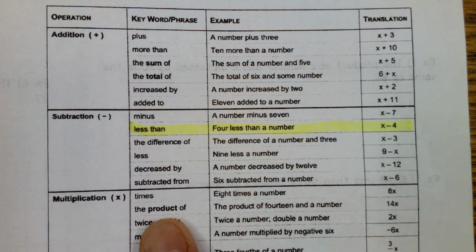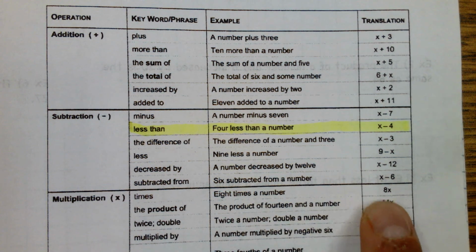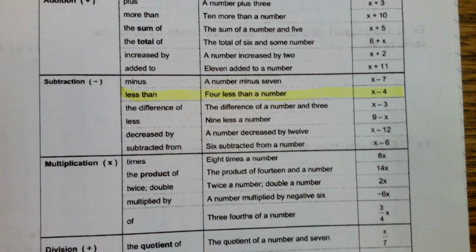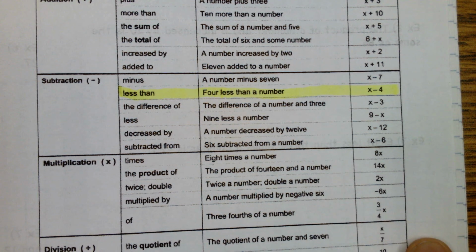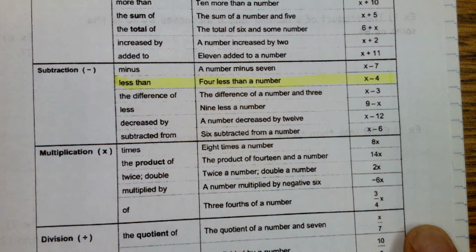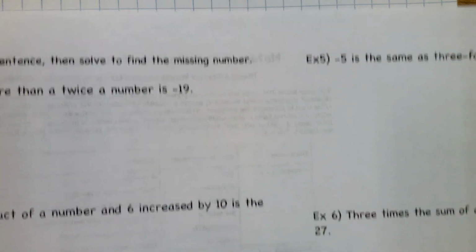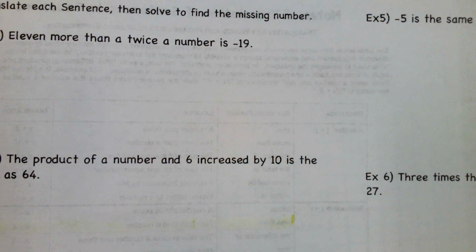Like for example, product is an important one. The product of 14 and a number would be 14 times x or just 14x. Quotient for dividing. The quotient of a number and 7 would be x divided by 7, or x over 7 rather. Okay? So we're going to be referring to these over and over. Let's start with number 1.